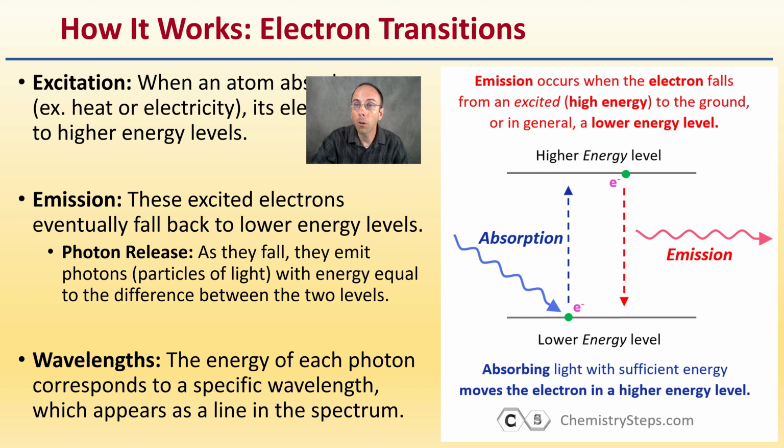So again, an emission occurs when the electron falls from the excited high energy level state down to the ground state. And that emission is what we're seeing as that light. And that light that we're seeing has a certain wavelength. The energy of each photon corresponds to that specific wavelength, which appears as the line spectrum. So with that absorption phase, we don't visually see anything. That's where light with sufficient energy moves an electron to a higher energy level. But then when it falls back down, it's emitting that wavelength of energy that we're able to see as this line spectra.